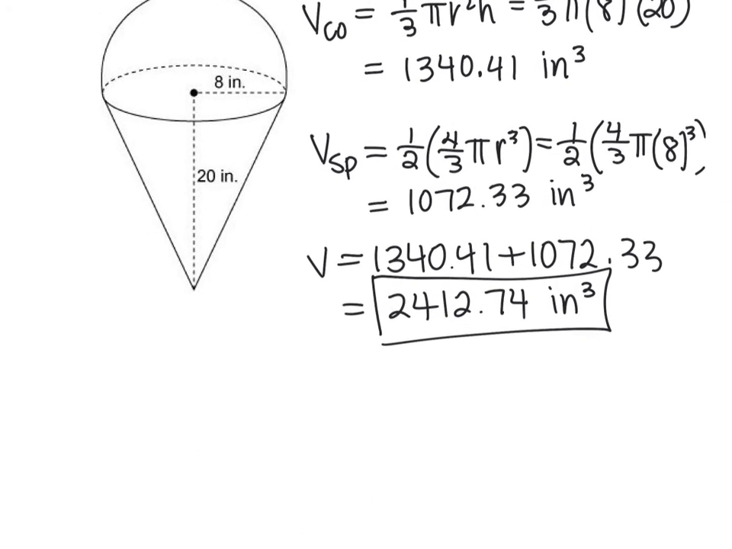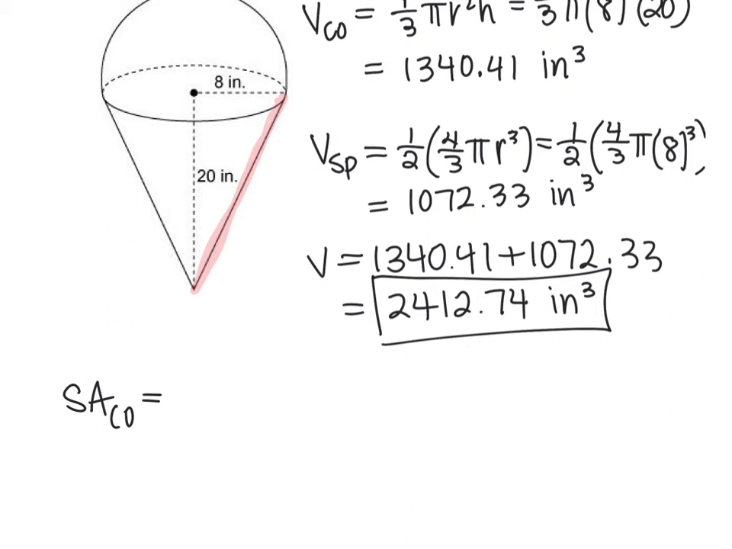So now I want to work on the surface area. I'm going to start with the surface area of the cone. From our formula sheet, we know that the surface area of a cone is pi r squared plus pi r L. Now, L represents the slant height. So L is the height of the outside piece of the cone.